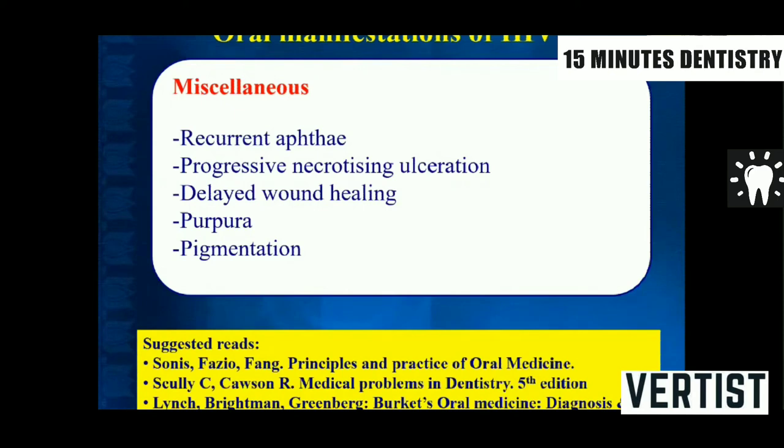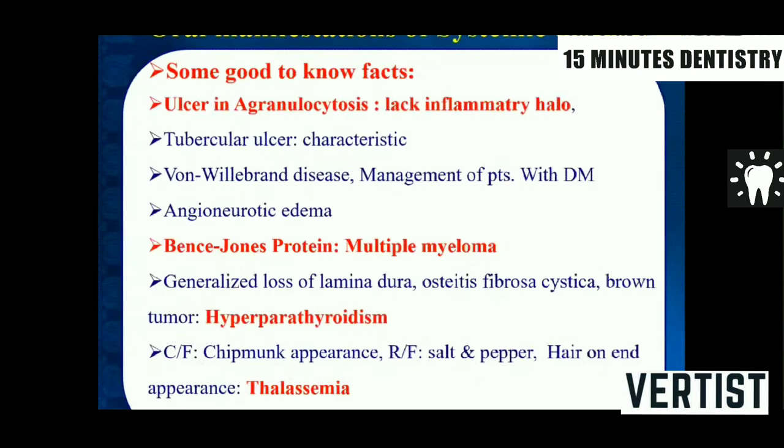Now, oral manifestation of systemic disease is an ocean, and what I have tried to do is to collect some pearls from it. But you will have to read it further. The best books to refer for this is Sonis, Scully, and of course our Bible, that is the Pearl Kit. So I'm sure you'll go back and read a little, but just for giving you some tips, again, some good to know facts. One is ulcer in agranulocytosis will lack an inflammatory halo, and that differentiates it from other ulcers. You must know the characteristics of tubercular ulcers.